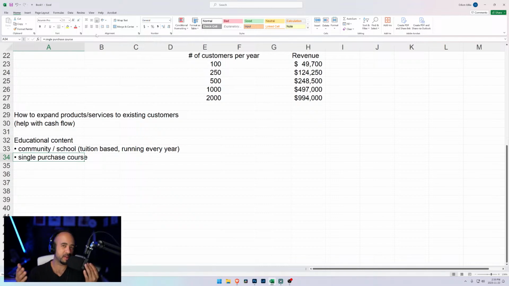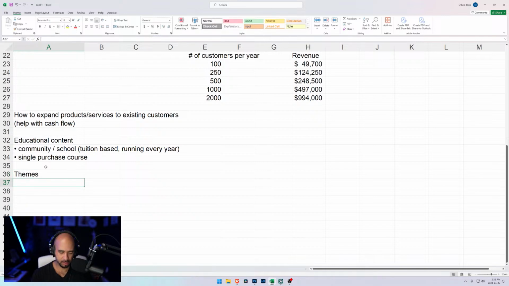It could be a process of learning from zero to hero in terms of opening up your own web design agency or something like that, right? Or then they could be just single purchase courses. And outside of educational content, obviously we have themes.